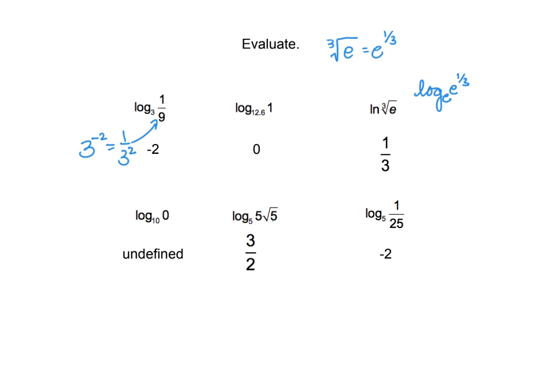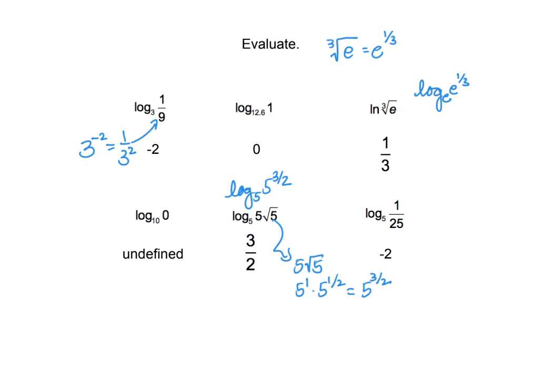This next one is 3/2. The way you find that is you have to rewrite 5 square root of 5. It's 5 to the first times 5 to the 1/2. Remember that when you have like bases, you add exponents. It's 5 to the 3/2. And now I'm looking at log base 5 of 5 to the 3/2. Using our property that says log base 5 of 5 to a power, these undo each other, I get 3/2.